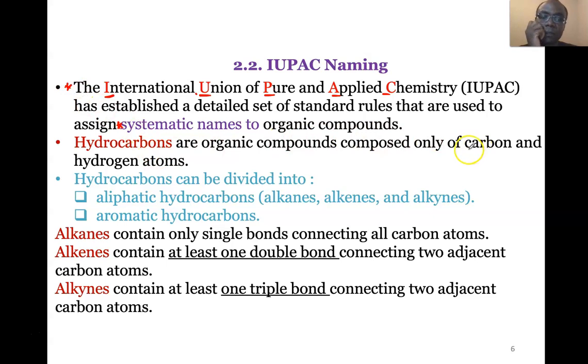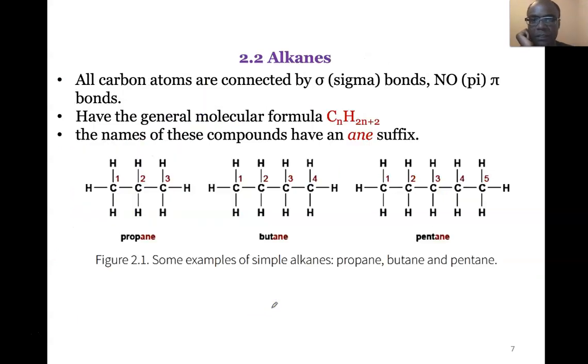Hydrocarbons are organic compounds consisting of carbon and hydrogen, you know that, and they are divided into alkanes, alkenes, alkynes, and some of them could be aromatic. Alkanes have all single bonds, alkenes at least 1 double bond, alkynes a triple bond. For alkanes, I've given you the general formula. The suffix will be -ane, implying all sigma bonds.